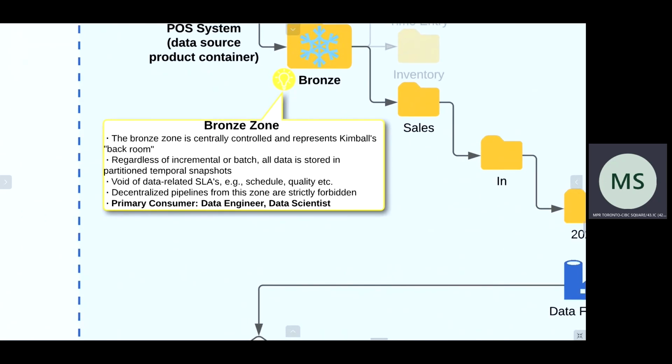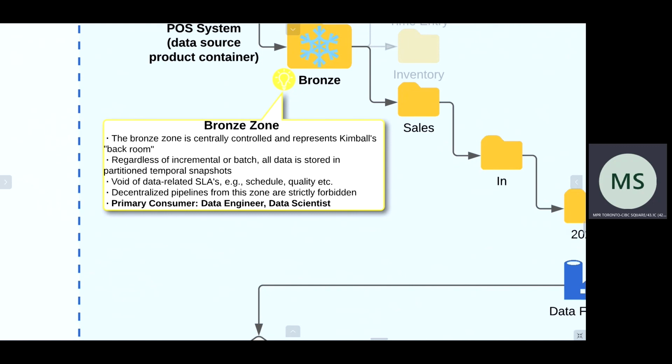Kimball, famous for data warehouses, has something called the back room. This is the back room. Limit access to the bronze area, okay? Only give access to data engineers and maybe data scientists. Definitely not business users, definitely not data analysts, okay? It's void of SLA. If your data scientist is using it, just say, look, things could break. Well, I wouldn't say void, but it shouldn't have many SLAs around it, right? It's the back room. And very important, we decentralize everything.